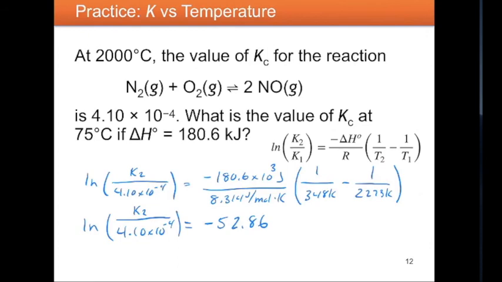So now we can just solve for the right-hand side of the equation because all we have over there is a bunch of numbers and we end up getting what we see here. Now to get rid of the natural log, all we have to do is take the inverse natural log of both sides of the equation. So that cancels out the natural log on the left-hand side and we have e to the minus 52.86 on the right-hand side. All we have to do now is rearrange the equation, solve for K2, and we end up with a number of 4.51 times 10 to the minus 27.